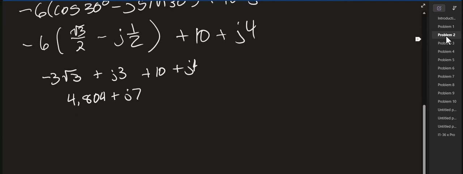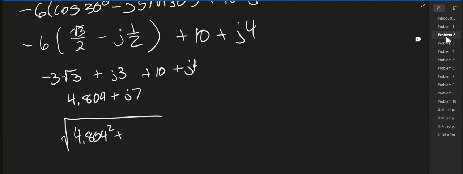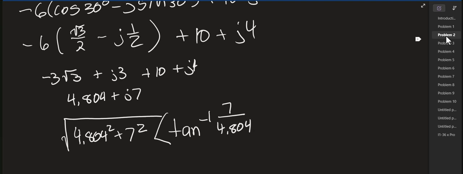And then in phasor form, the magnitude will be the square root of 4.804 squared plus 7 squared. And our angle will be the inverse tangent of 7 over 4.804. Notice both of these are positive. Since they're both positive, the angle that I get is going to be okay.